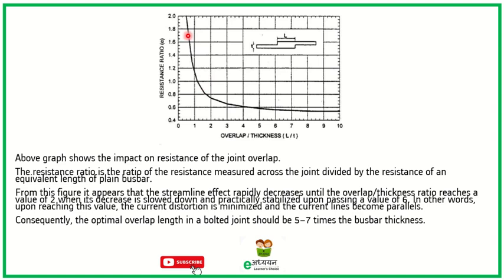From this figure you can see that the resistance decreases rapidly until the overlap to thickness ratio reaches a value of 2, and then the decrease slows down and practically stabilizes at a value of 6 to 7. Upon reaching this value, the current distortion is minimized and the current lines become parallel. Consequently, the optimal overlap length in a bolted joint should be 5 to 7 times the busbar thickness.